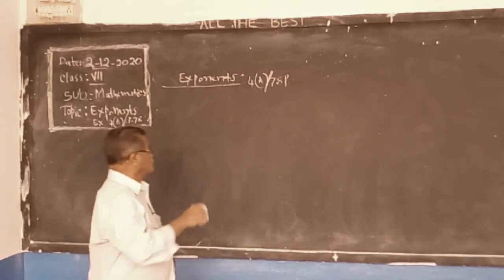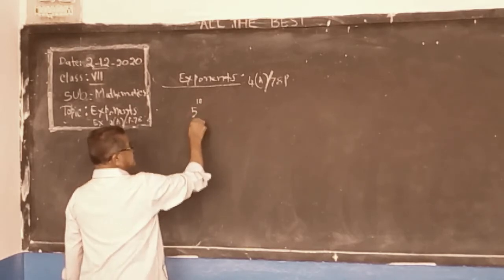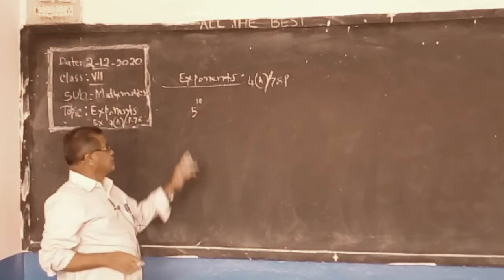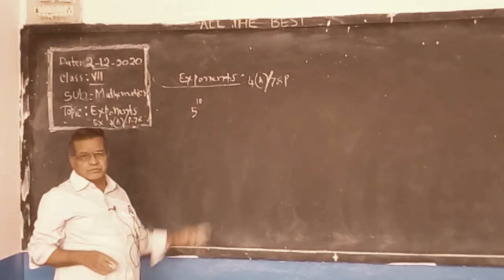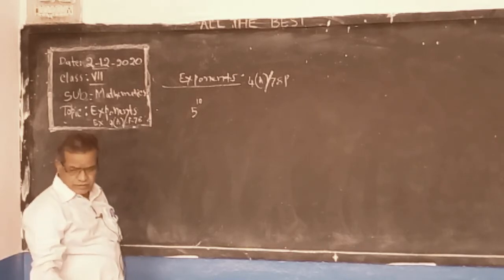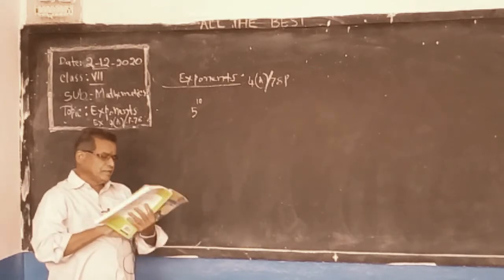In this 5 to the power of 10, 5 is called the base, and 10 is called the exponent or power. 5 to the power of 10. We have to read the base first.